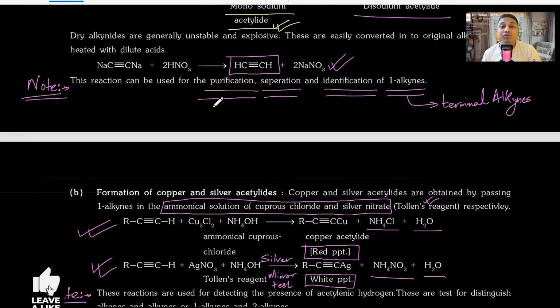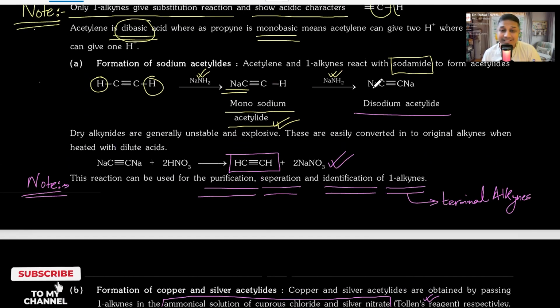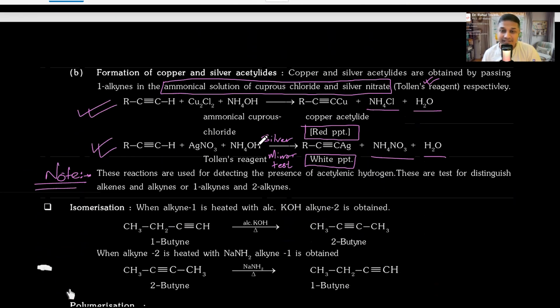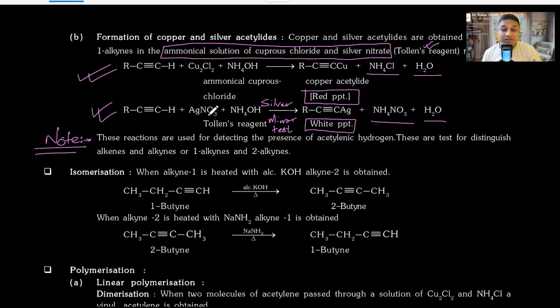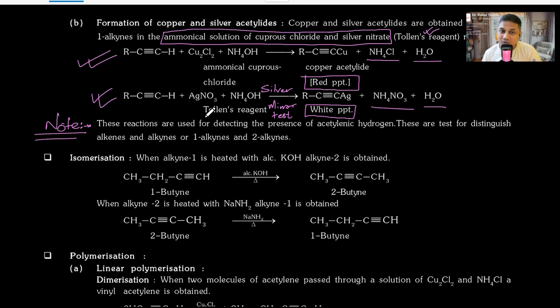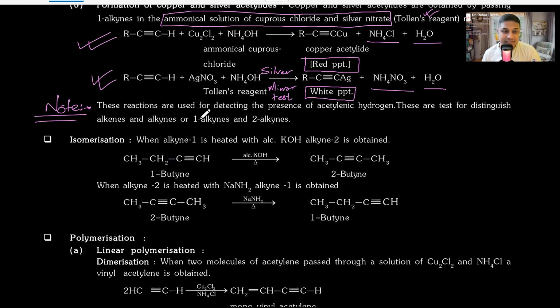How do you carry out the above one? There's no color change, all that happening. This is quite evident. Either a red color precipitate will form if you're going for ammoniacal cuprous chloride, or a silver mirror test will happen, a silver color precipitate will form. Yes or no? If you go for Tollens reagent. Nice and easy.